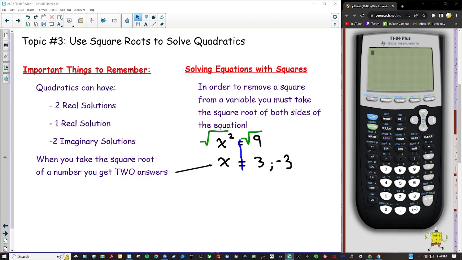So when a quadratic only has an A term and a C term, we get to take shortcuts. We don't have to worry about that factoring nonsense or the quadratic formula. We can use square roots to solve them, and there's only a couple things we need to remember before we begin. First off, quadratics can have two real solutions.